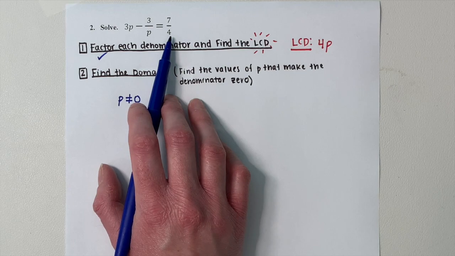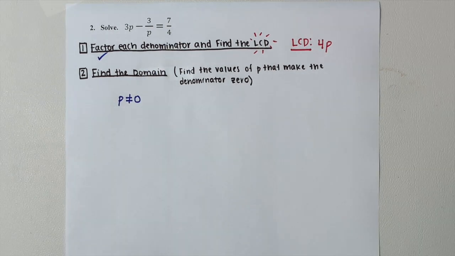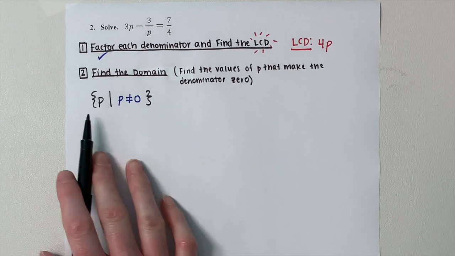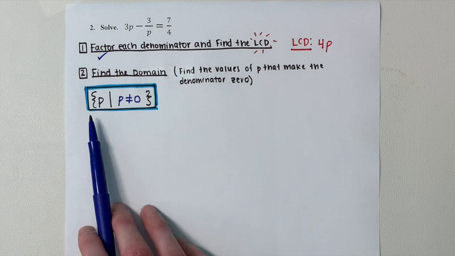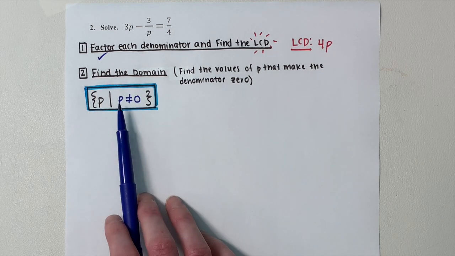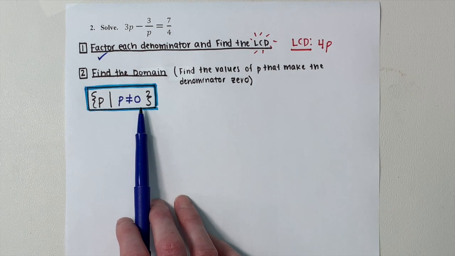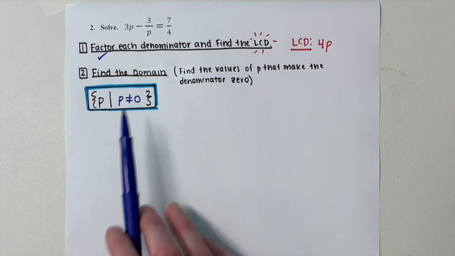Here, there is no variable in the denominator, so this denominator will never be 0. So if we want to write our domain using formal set builder notation, that would look like this. And I'm going to highlight this because we have to remember to check our final answer. If for our final answer we get p equals 0, we have to reject that final answer because p is not allowed to equal 0 because that gives us 0 in our denominator.